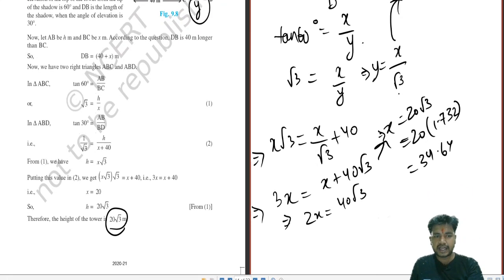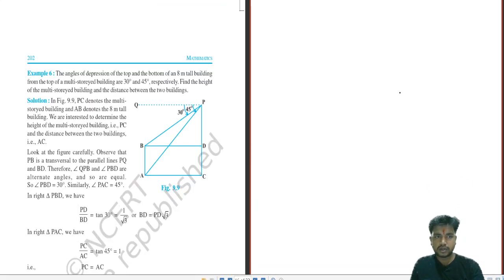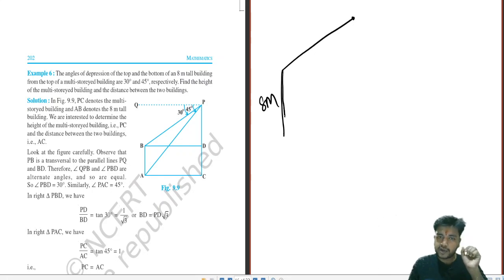Moving on further with the next sum. Now, this is the concept of building. There are two buildings over here. The angle of depression of the top and bottom of an 8-meter tall building. This is an 8-meter tall building. Now, if you are taking the concept of angle of depression, you would be on the top. That is why you would be looking down for depression. So, make sure you are doing it very properly.